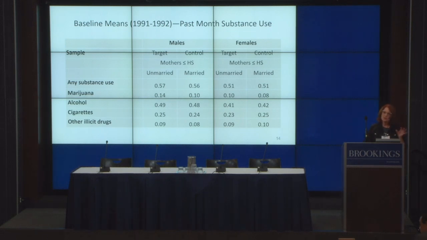And when you use a difference model like we did, our target group is kids that we thought would be possibly subject to welfare reform, having single mothers with a high school education or less. And then our comparison group are kids who would be potentially similar, but have married mothers who would not be eligible for welfare reform. And if you look across this, first of all, again, you can see that most teens use some substance, and that are comparing our target group to our control group.